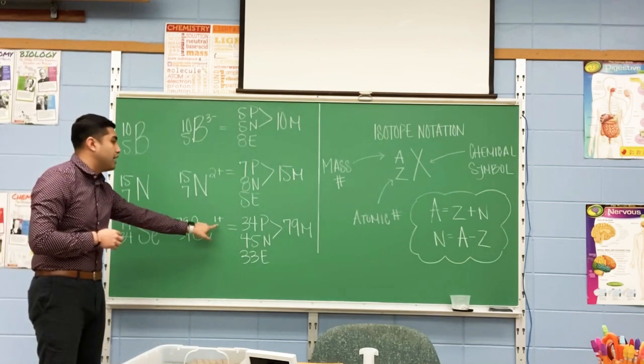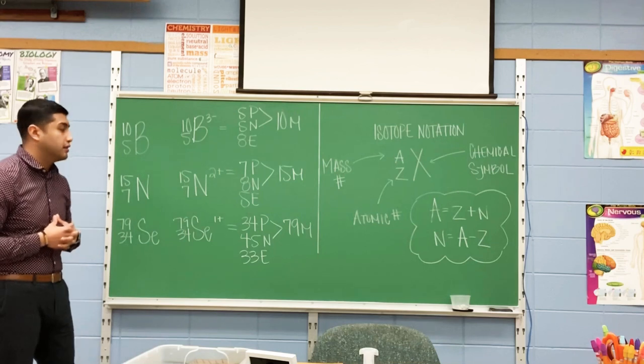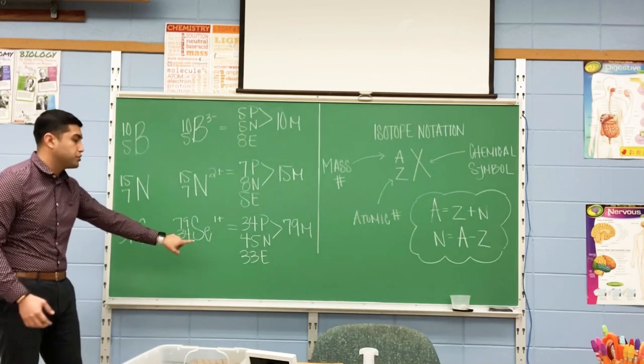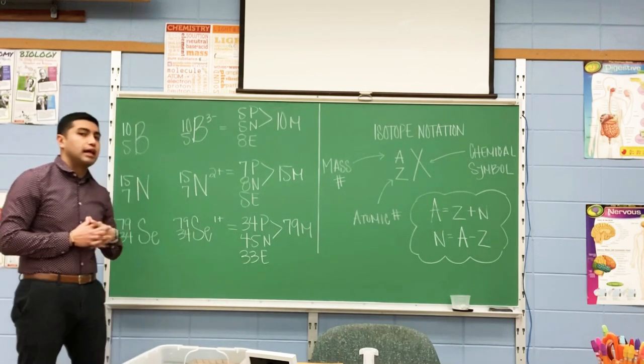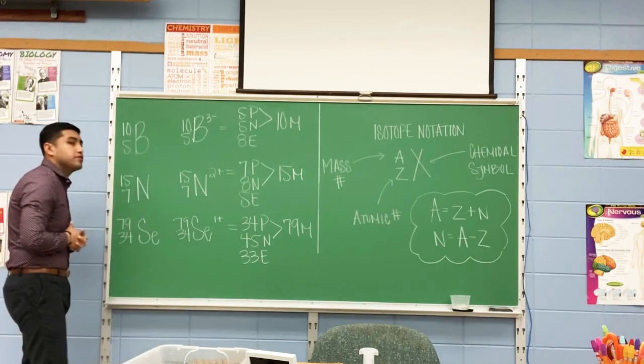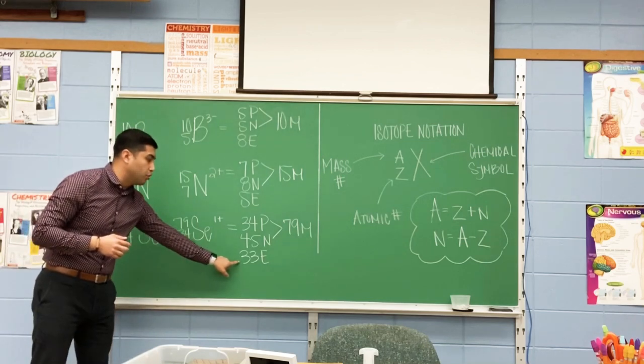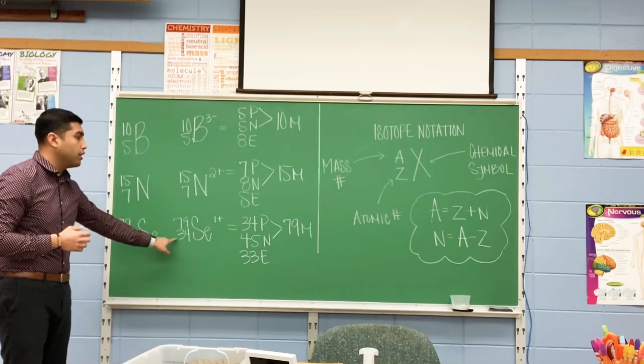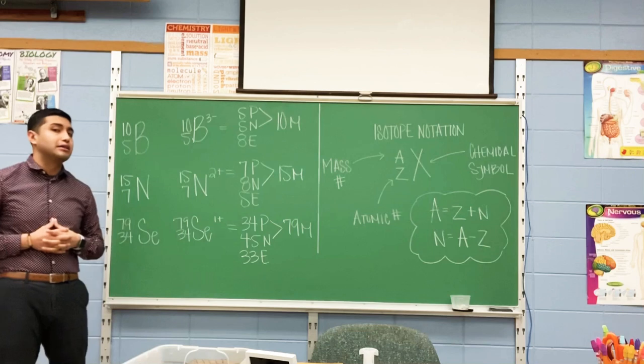Then, how many electrons do I have? If my charge is +1, I'm going to subtract the 1 from 34, which is going to give me 33 electrons. You want to double check your work? Remember, every electron carries a charge of -1. So you have -33 plus 34 is going to give me a charge of +1.